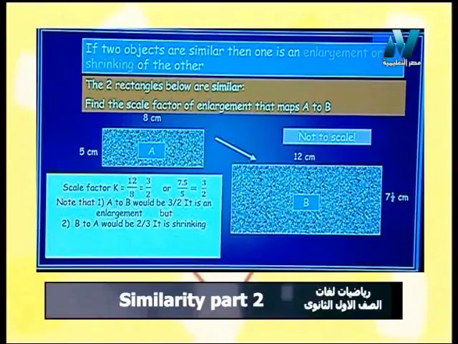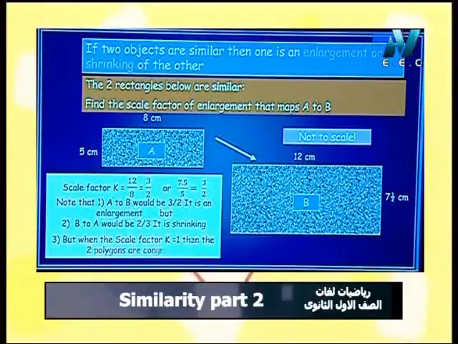From rectangle A to rectangle B, the scale factor is 3 over 2, which is greater than 1, so it is an enlargement. But from B to A, it would be 2 over 3, which is smaller than 1. It is shrinking. And when the scale factor K equals 1, then the two polygons are congruent. A will be exactly B. The length will be the same and the width the same if K equals 1. Let's go to the next slide.